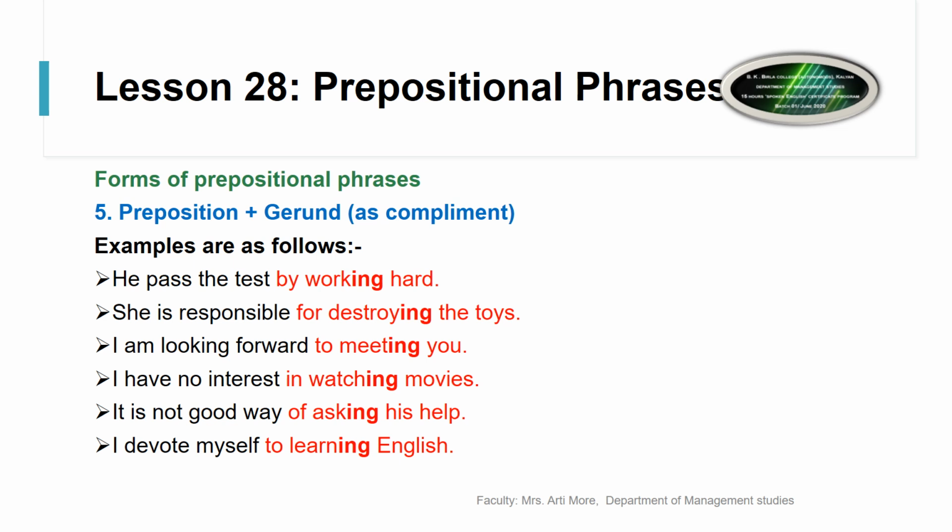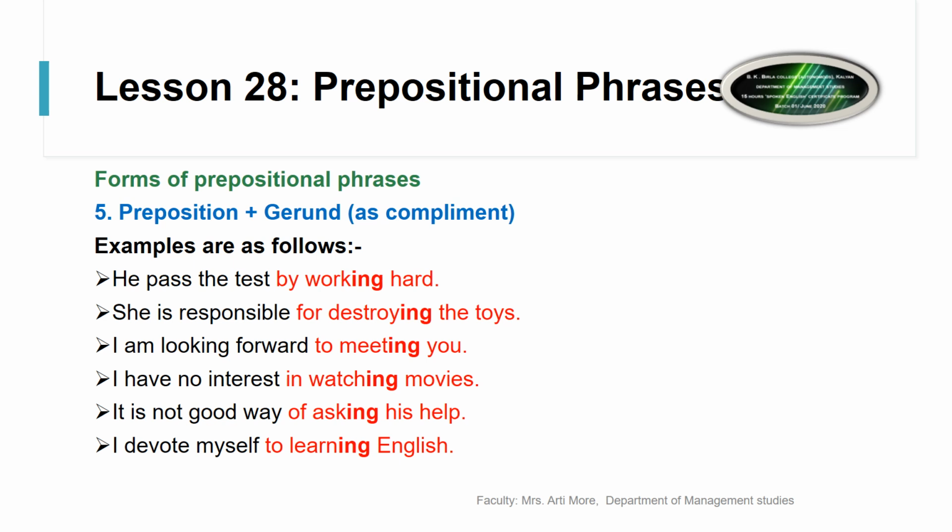First example, he passed the test by working hard. By is a preposition. See, work plus ing is equal to working. So, by working hard is a prepositional phrase. Next, she is responsible for destroying the toys. For is a preposition, destroying is again a gerund. So, for destroying the toys becomes a prepositional phrase. I am looking forward to meeting you. So, to meeting you is a prepositional phrase.